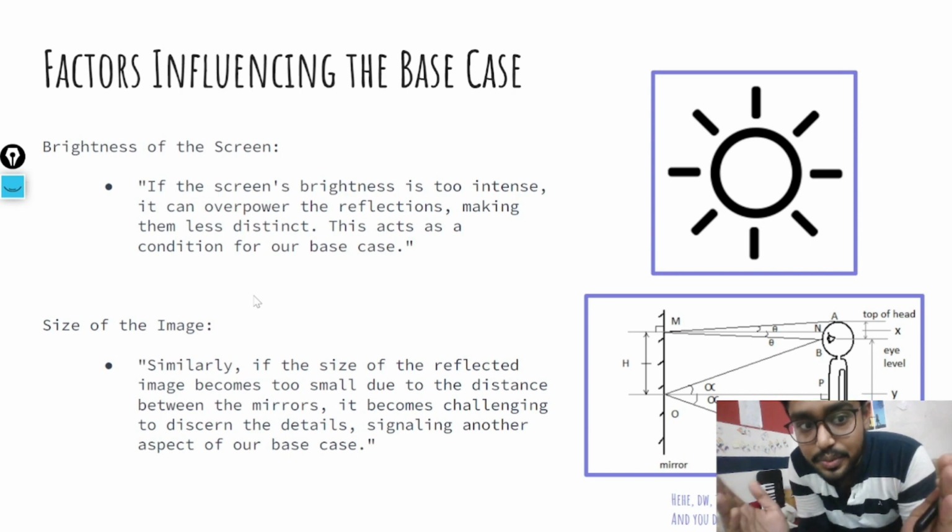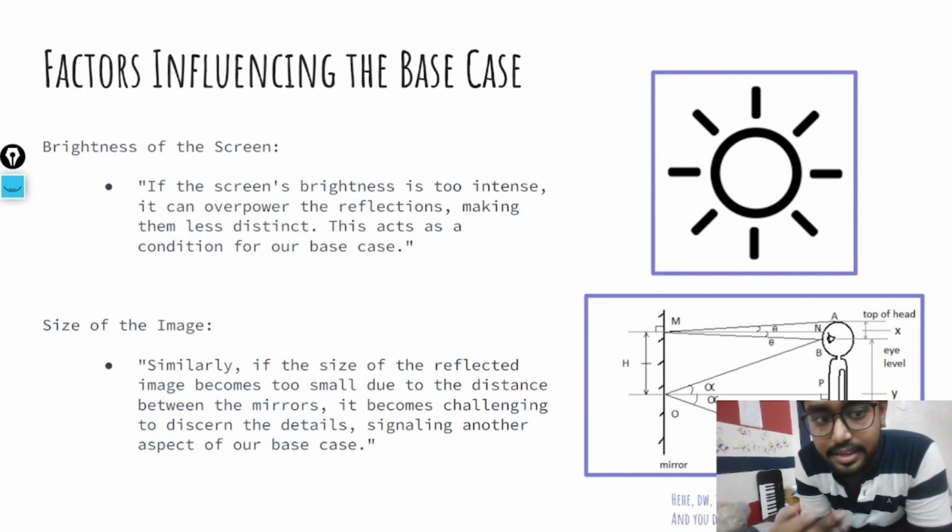If the screen's brightness is too intense, it can overpower the reflections, making them less distinct. Okay, this can also be a base case for a recursion or reflection. Because if the laptop screen is too bright, like full brightness, and you keep it in front of a mirror, then there are chances that the mirror will just reflect everything it sees, and in the laptop it's just white plain flash. So there is no recursion after that, right? So if the laptop screen is too bright, then also there will be a base case, or if it's not bright at all, then there will also be no recursion because nothing is reflected.